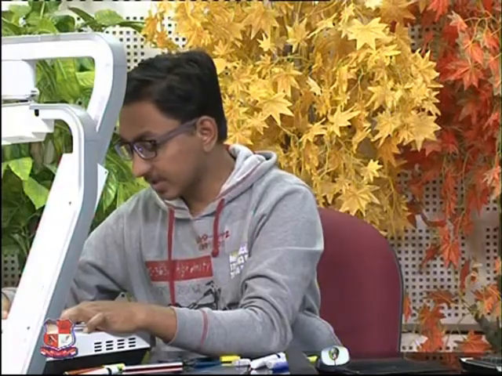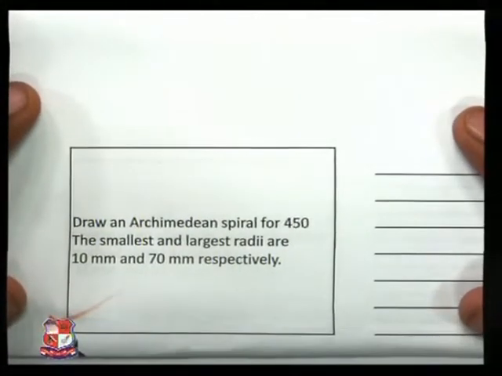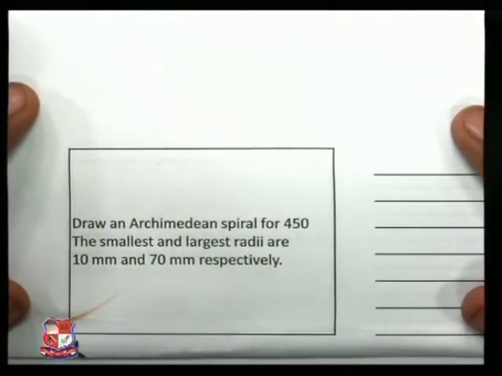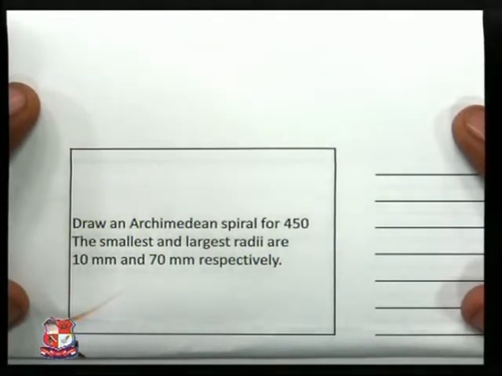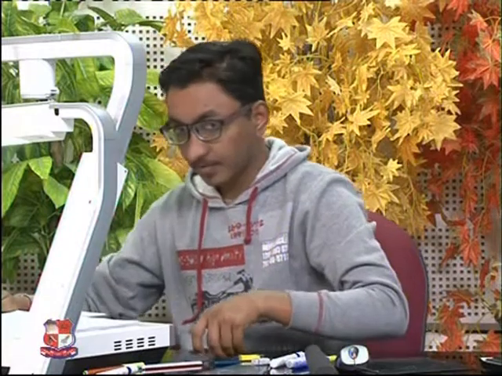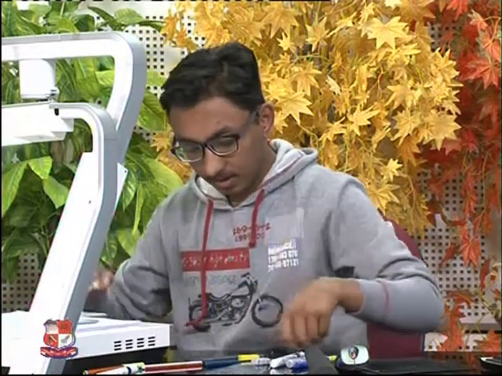The first question is about Archimedean spiral. We need to draw Archimedean spiral for 450 degrees. The smallest and largest radius has been given. The smallest radius has been given as 10 mm and the largest radius has been given as 70 mm. How can we start the procedure? First of all, we have the given data.